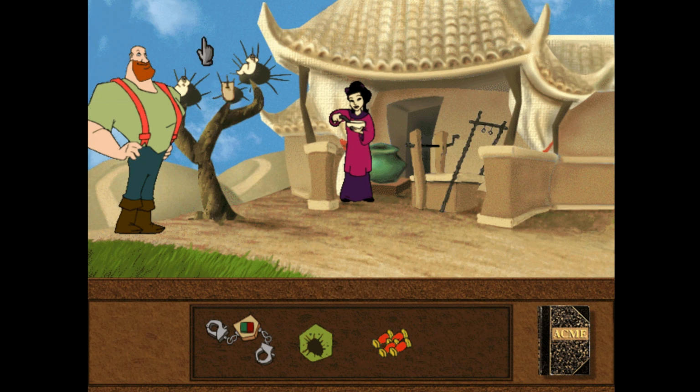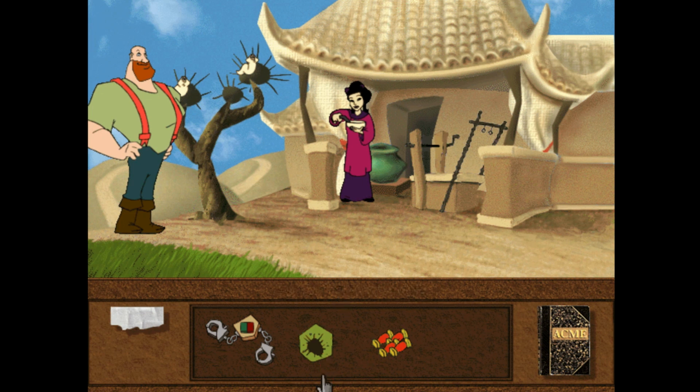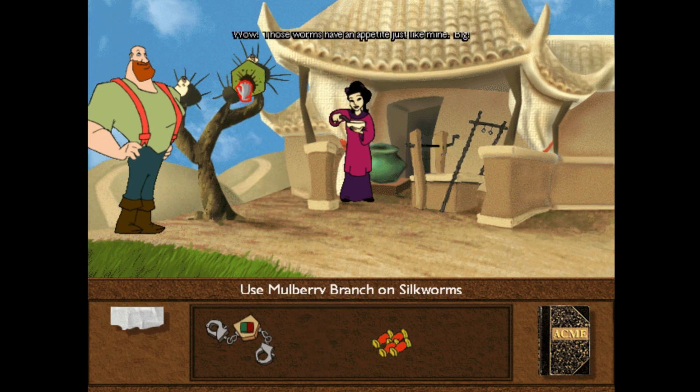Okay, I think I've clicked on everything around here. Except this, the Carmen note. Hey, that's a piece of Carmen's note. The thief was here. And since we've got a mulberry branch, let's give it to the silkworms and see what happens. Wow, those worms have an appetite just like mine.